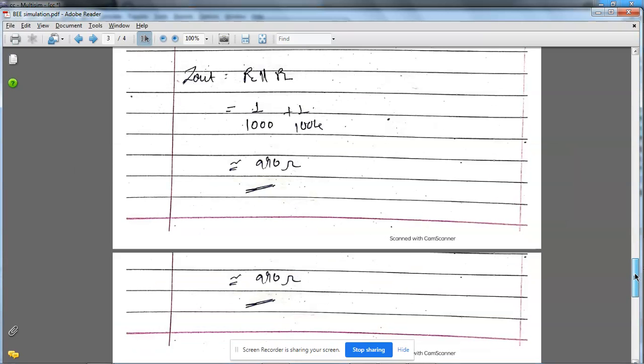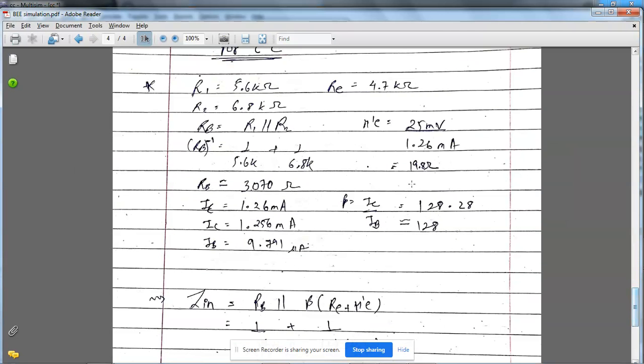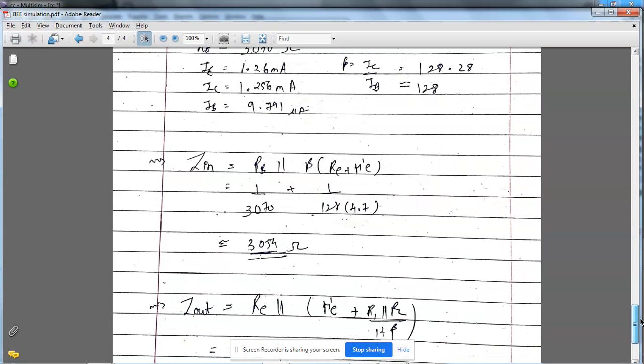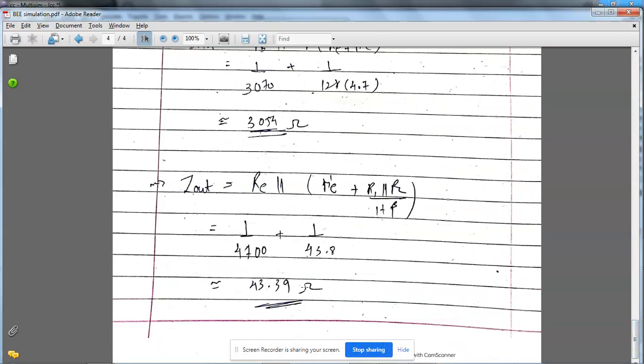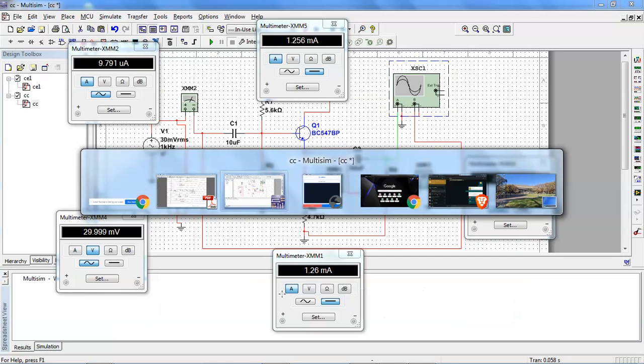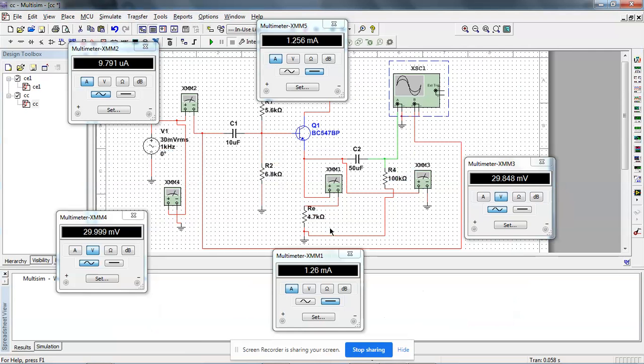Let us calculate input and output impedances for CC. All the values are written, the beta is calculated, and the RE dash is also calculated. Here Z in is 3054 ohms and Z out is 43.39 ohms. And yes, here I have neglected RL as 1 upon 100,000 is negligible value. So as you can see here, the difference is high. Input impedance is higher than output impedance. This condition is necessary for buffer circuits, and therefore the CC amplifier circuits are used as buffer circuits.